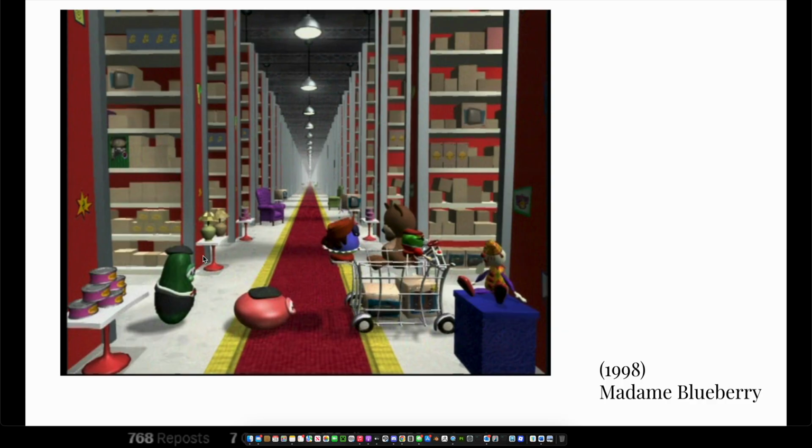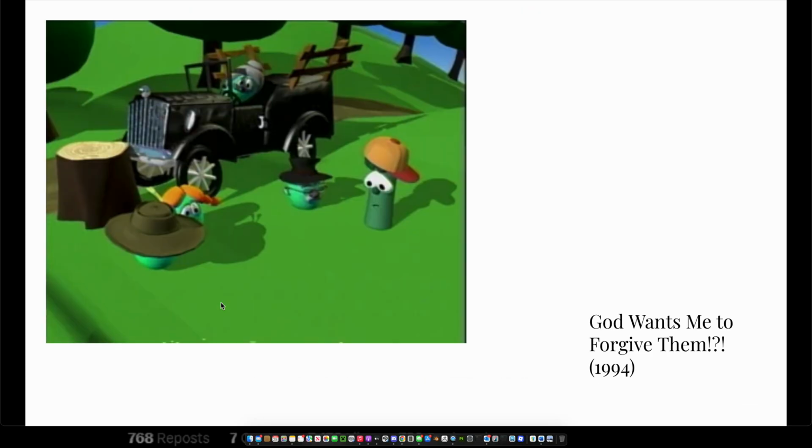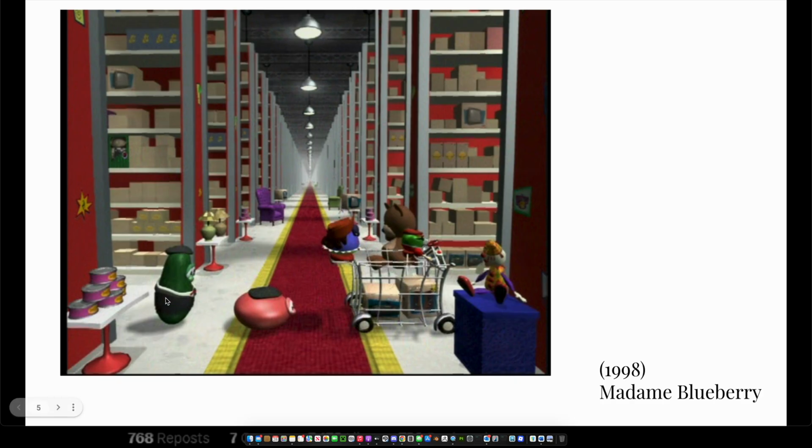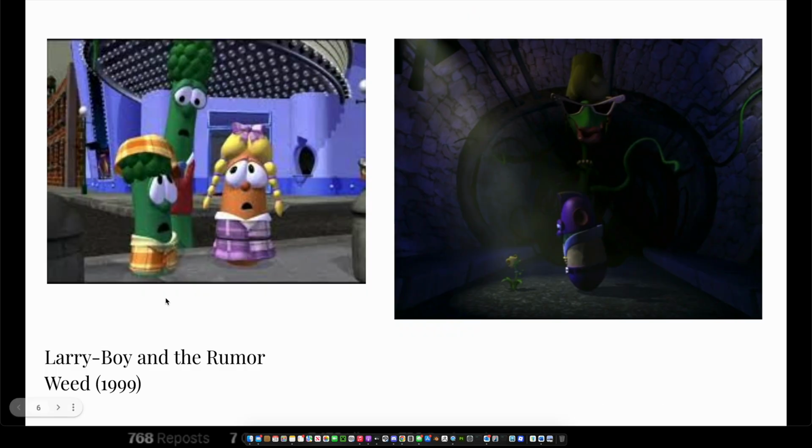So this is Stuff Mart. And there's detailing on Larry, there's lighting on Bob, and the hats and clothing, which they never, well, they had hats and they had clothing, but not to that much of an extreme. And then they switched over to about 1999. Larry Boy and the Rumor Weed is one of the highest quality productions that they ever made.